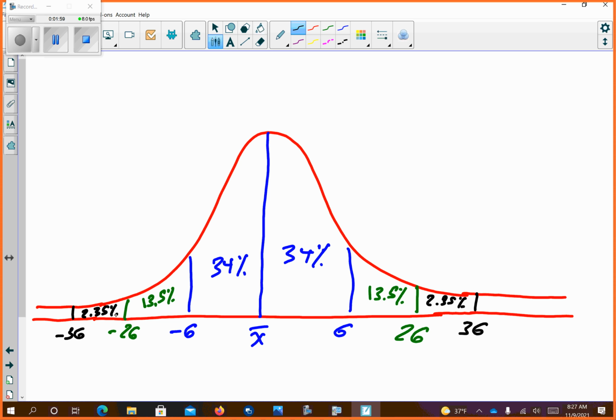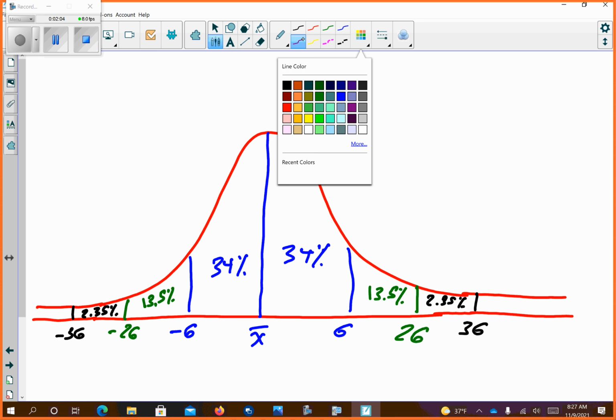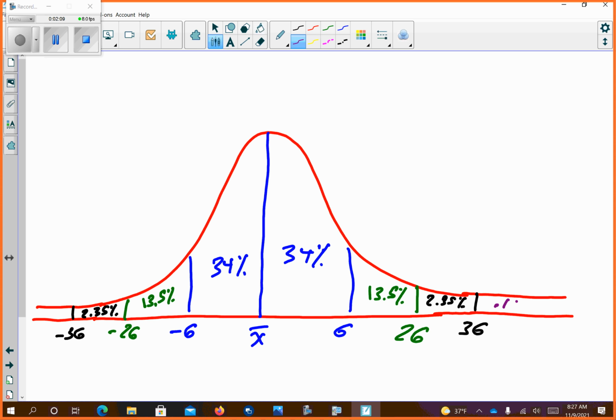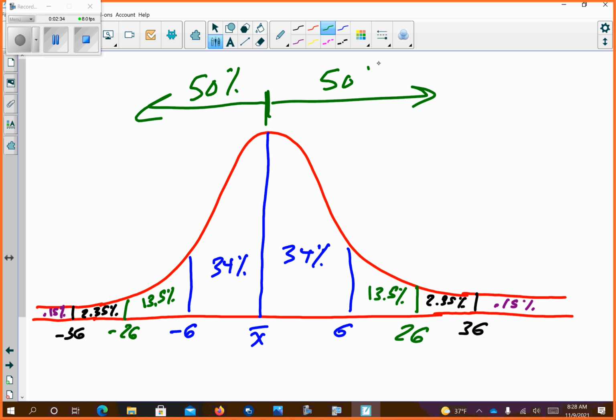And then if I go to the outside of that, what's the color I haven't used? Let's go purple. 0.15%. Okay, so the easiest way to do this, you could try and add up all of the areas, which becomes a lot of things to add up. What you should realize is if you are at this point over, you're talking about 50% of your data that way. This point over is 50% of your data that way.